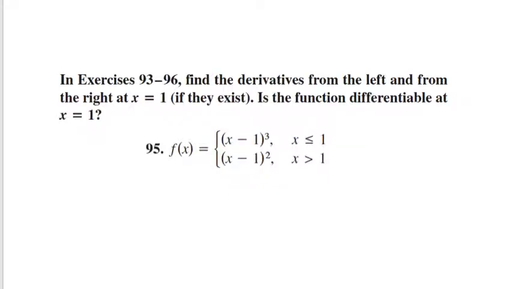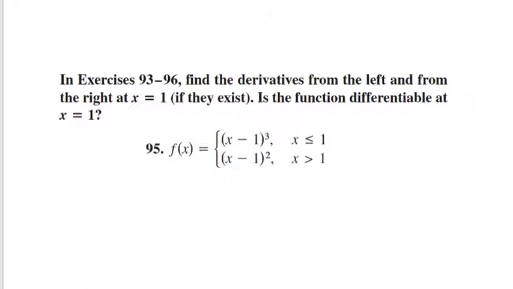Section 3.1, we're going to study two exercises that are slightly harder. The first one we want to look at is exercise 95. Find the derivatives from the left and from the right at x equals 1 if they exist. Is the function differentiable at x equals 1?